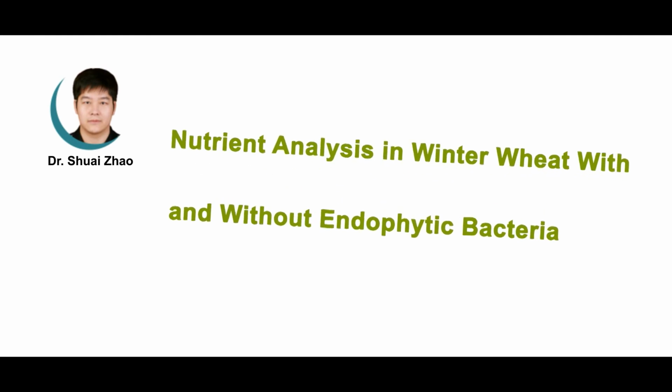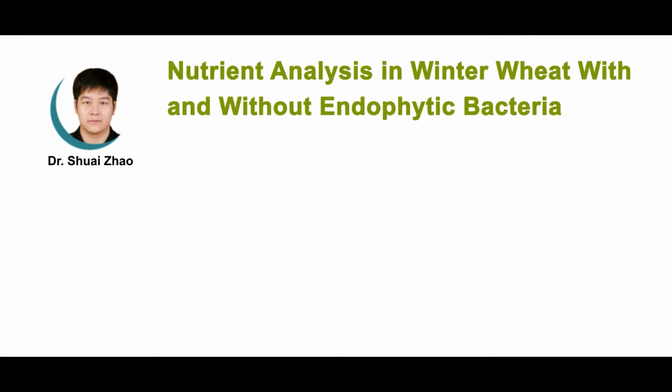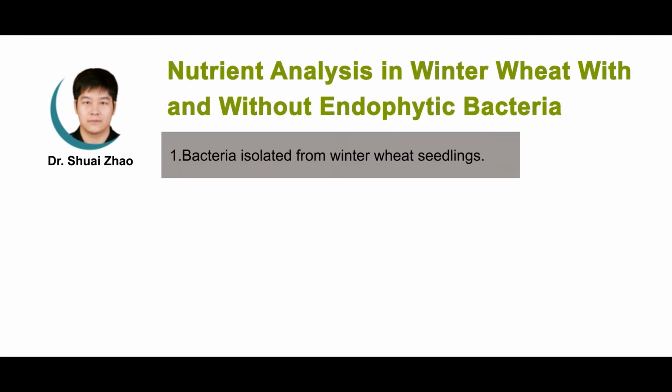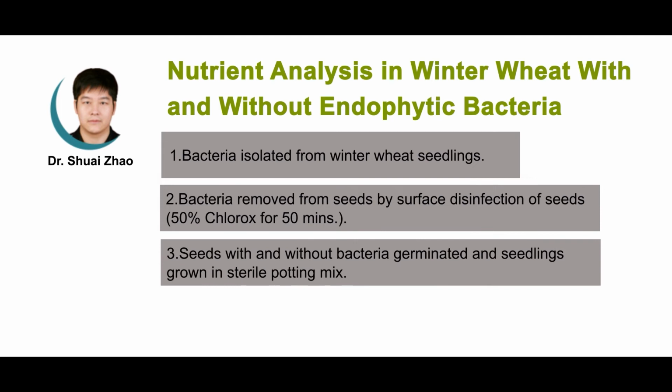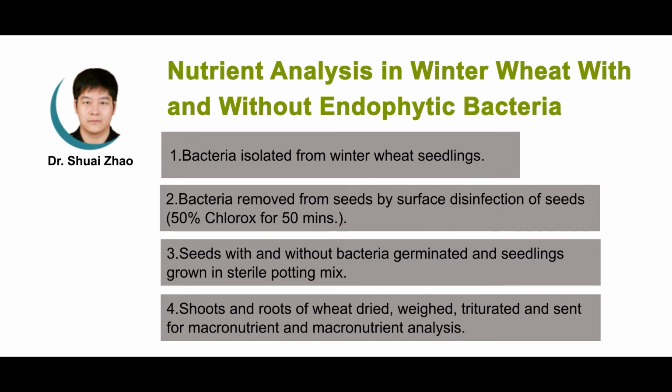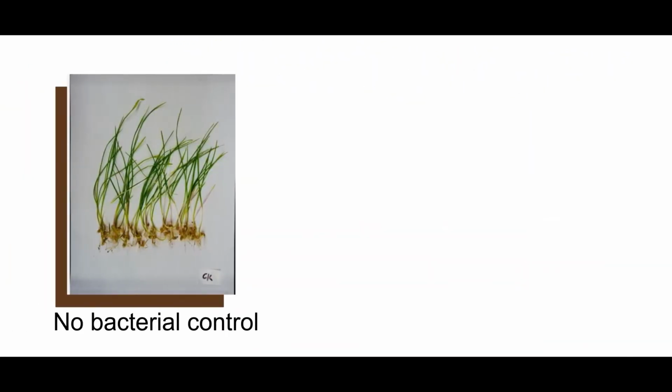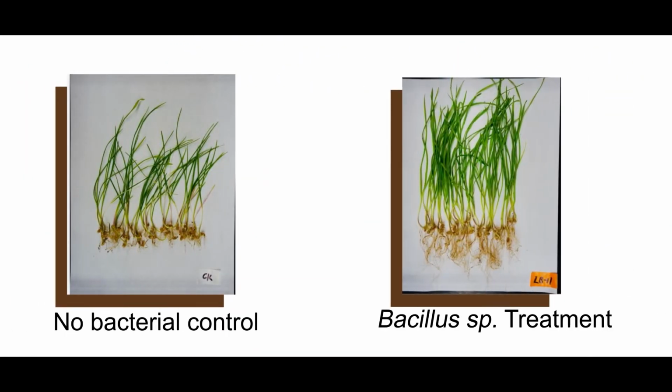Nutrient analysis in winter wheat with and without endophytic bacteria. Bacteria isolated from winter wheat seedlings. Bacteria removed from seeds by surface disinfection of seeds. Seeds with and without bacteria germinated into seedlings grown in sterile potting mix. Shoots and roots of wheat dried, weighed, triturated and sent for macronutrient and micronutrient analysis. No bacterial control. Bacillus sp. treatment.